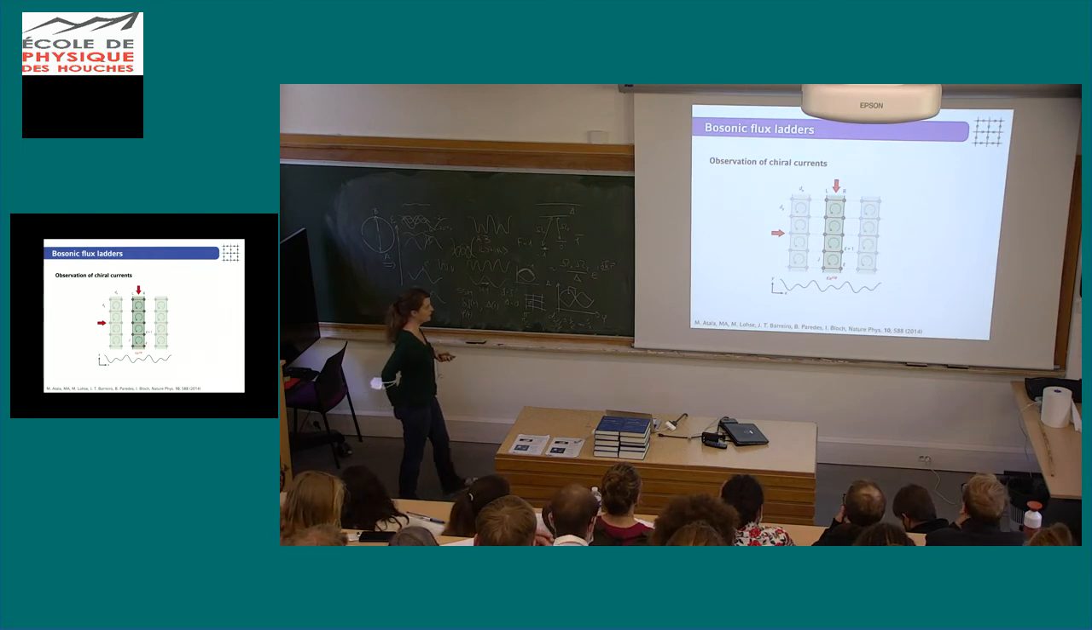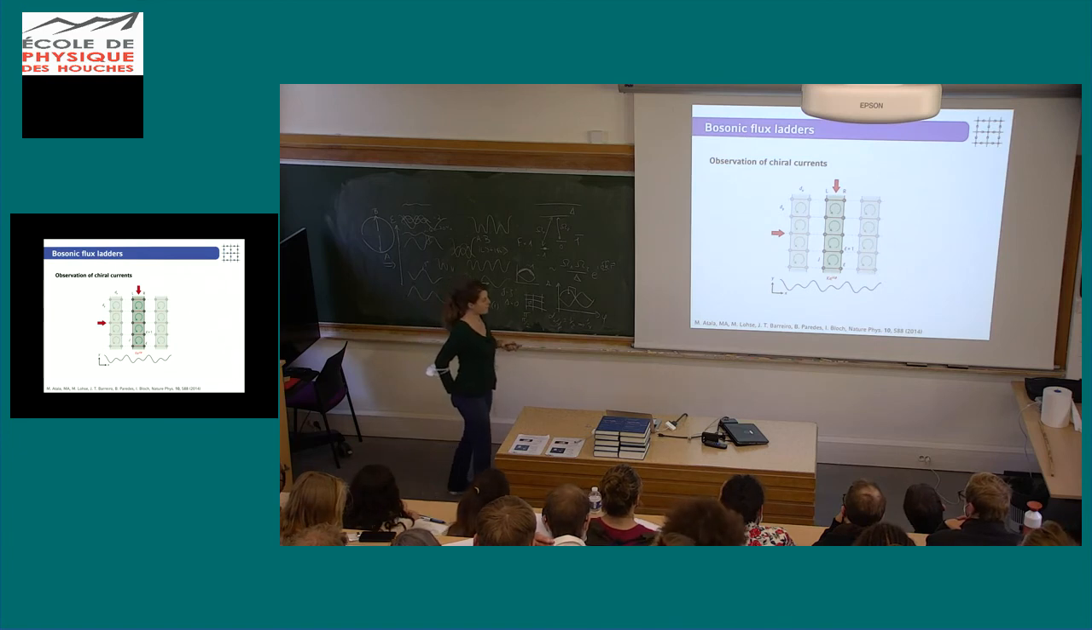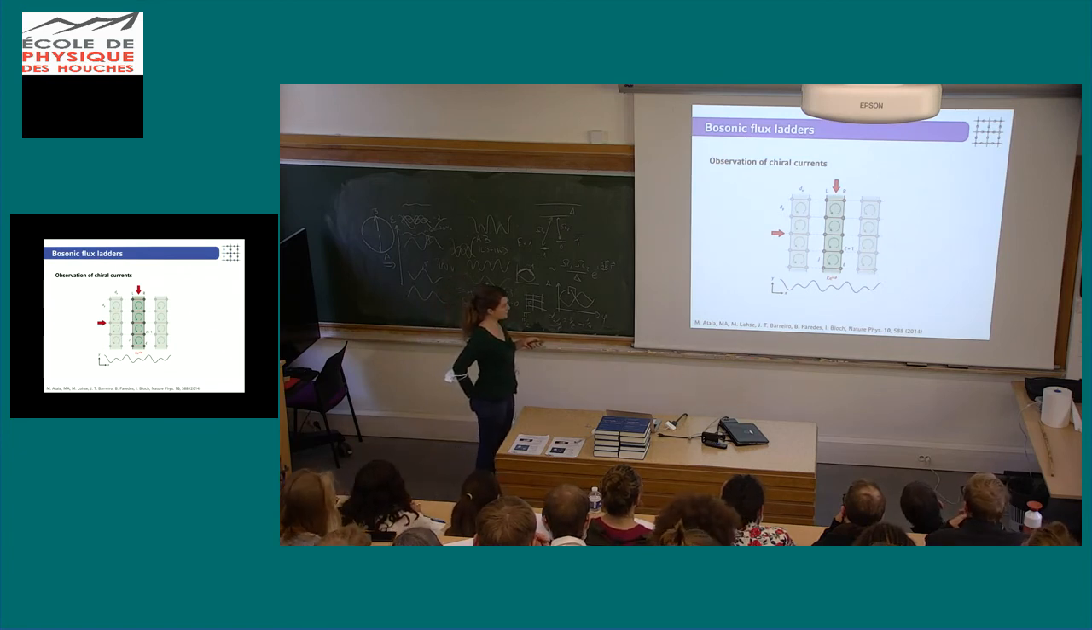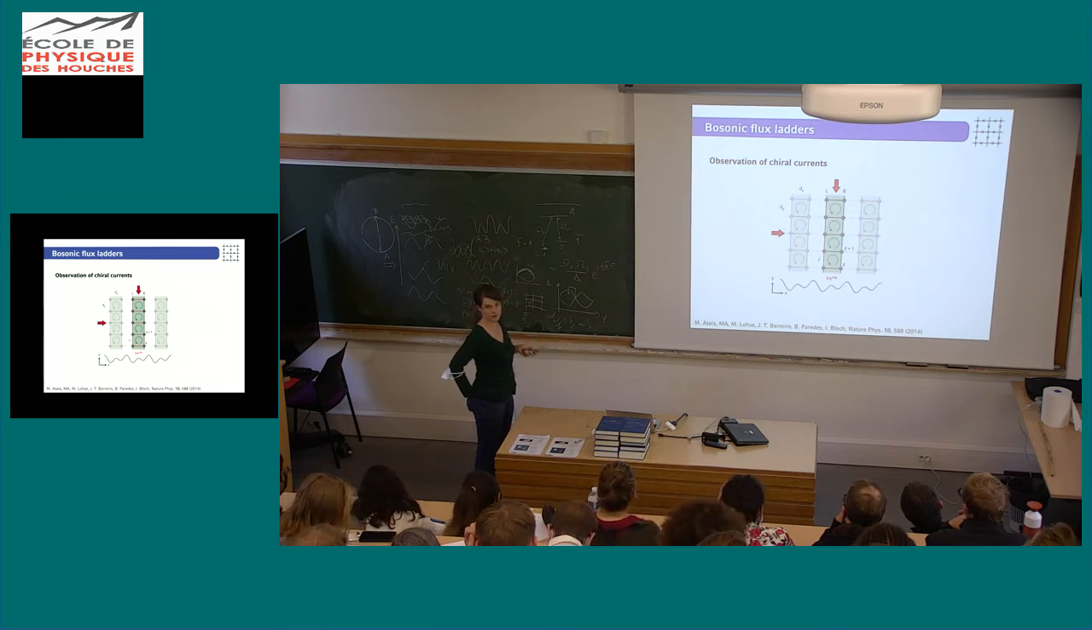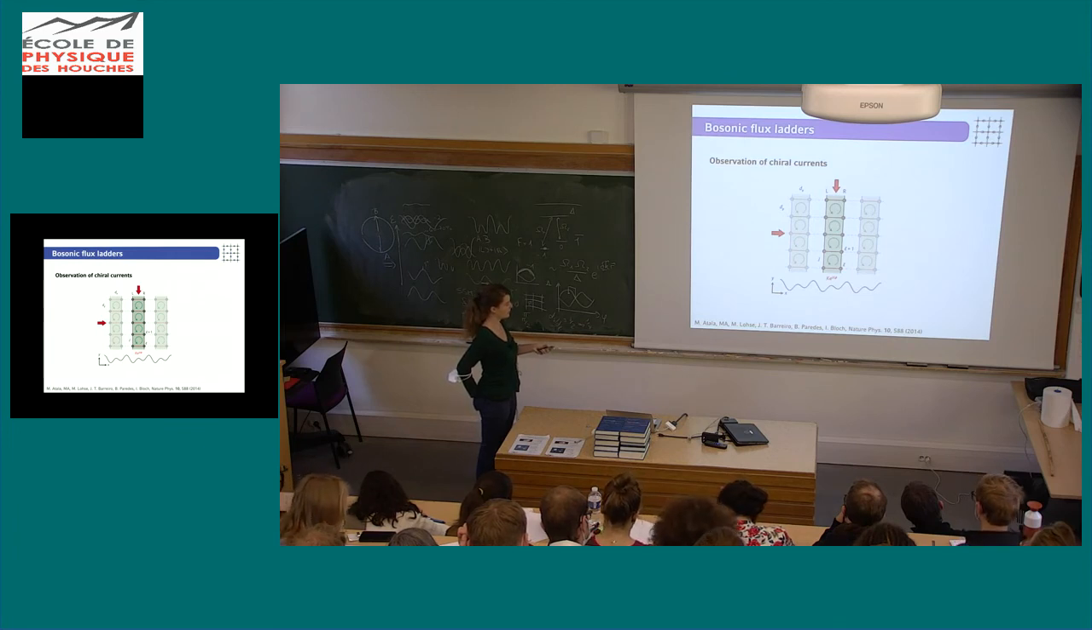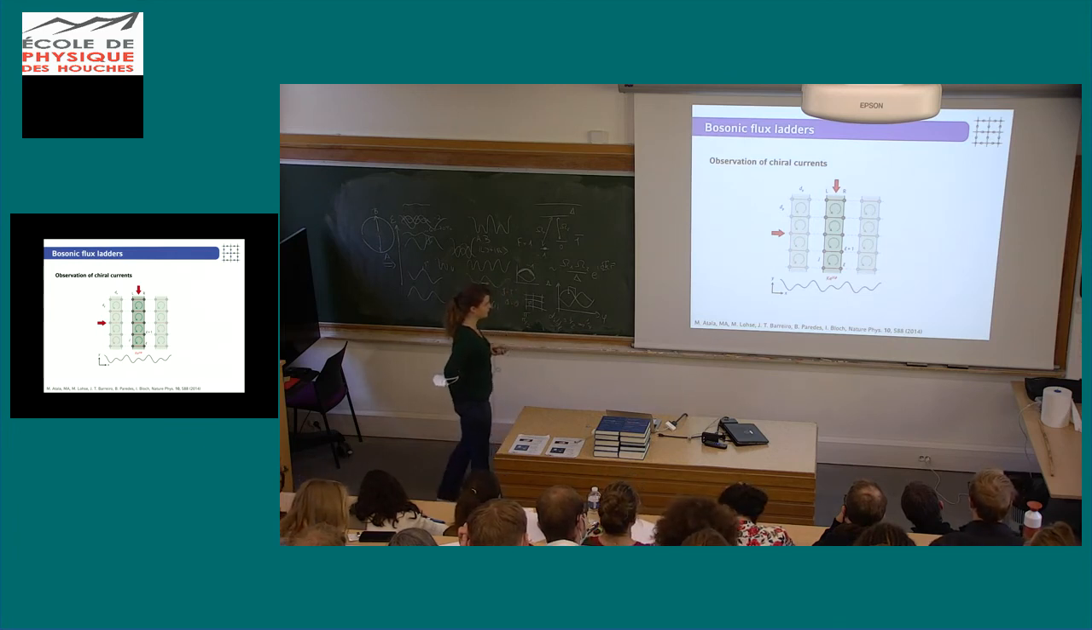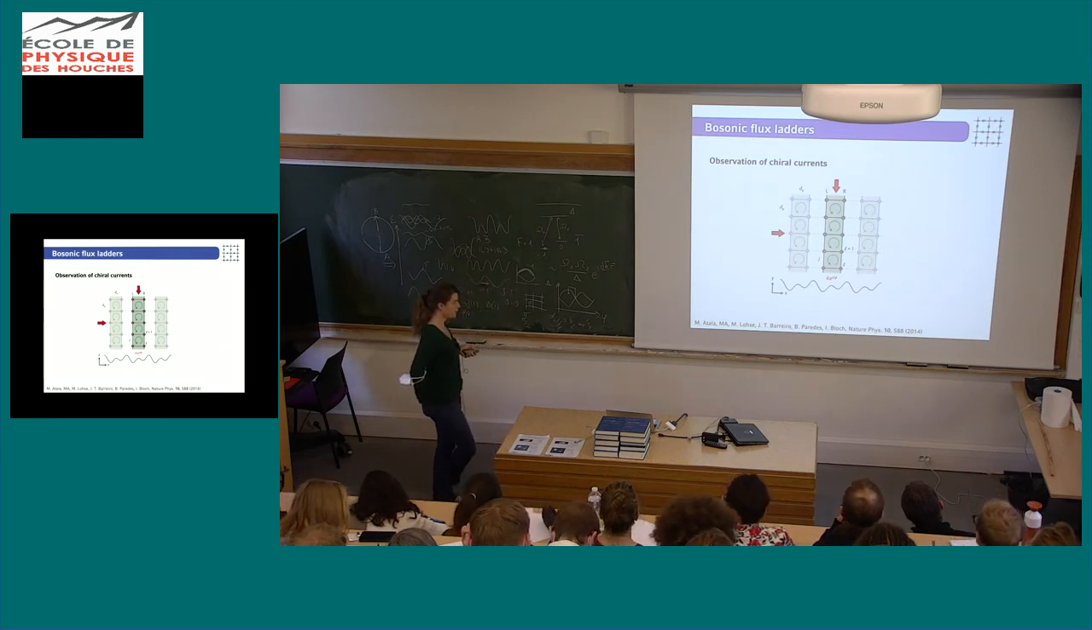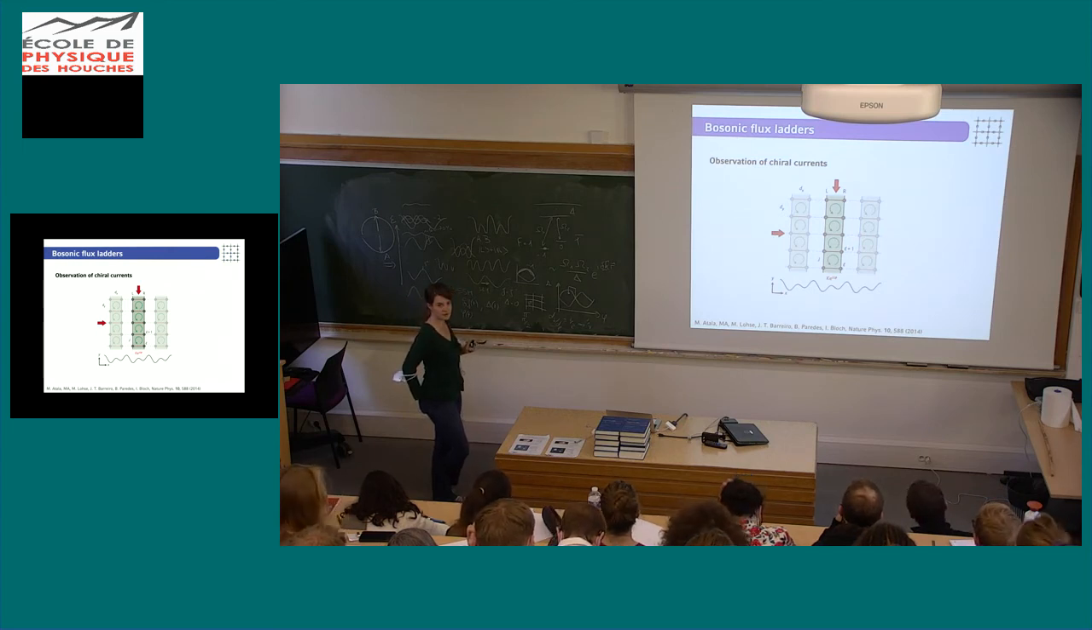And now you can study the ground state of this flux ladder as a function of the parameters of the model. So as a function of J and K, which are the two tunnel couplings, and as a function of the flux that is piercing the unit cell, which is something that we did not vary in that experiment, but you could also vary the flux associated with the unit cell.